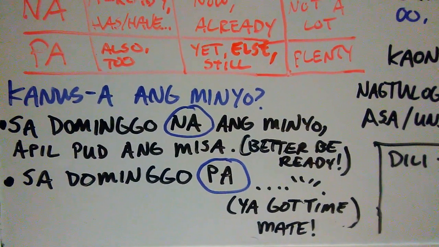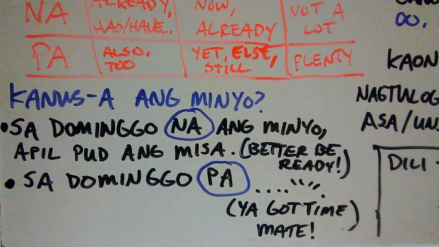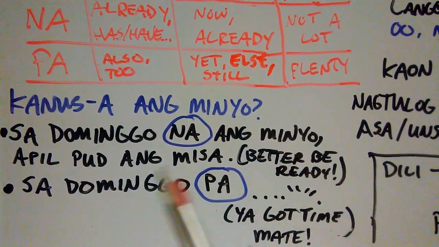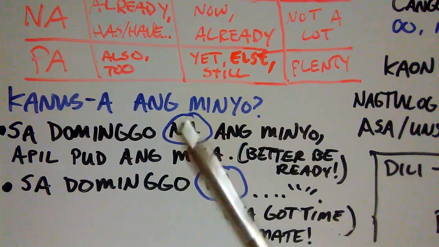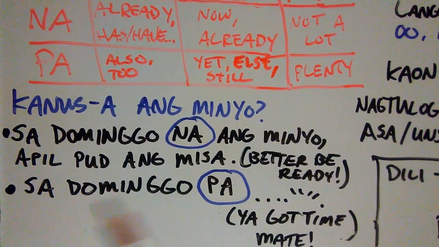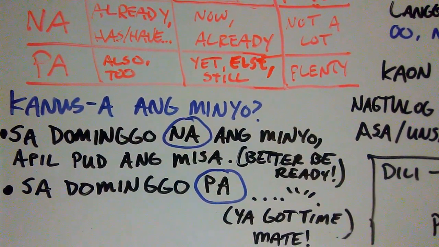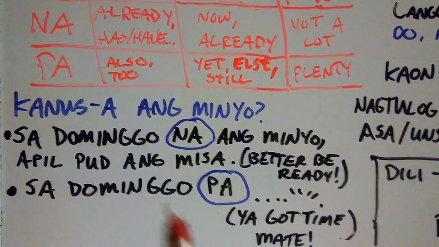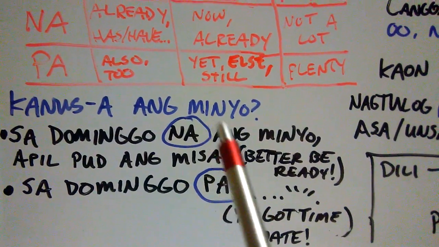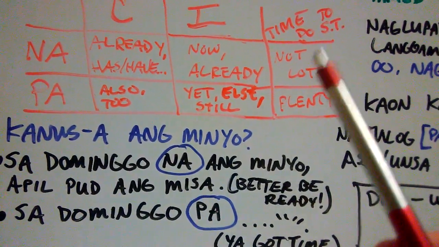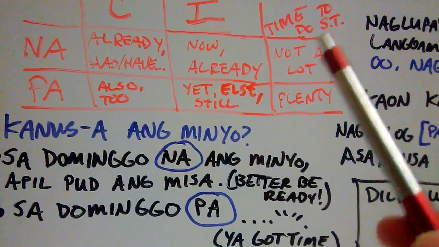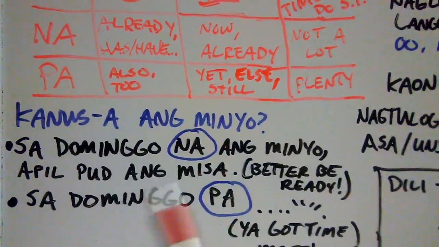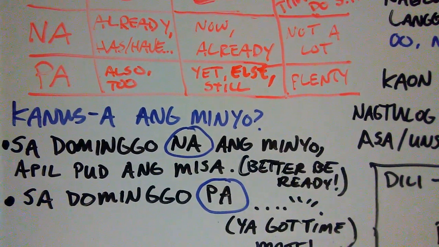So, you know, you got time, bud, so you can prepare all you want. But if you can put pa at the end of a sentence, it just exaggerates it. I guess it's just preferred that you put na and pa right after the phrasal idea, so it modifies that phrasal idea. But again, just to recap, na expresses not a lot of time to do something, and pa expresses, oh, you got plenty of time to do something. It's kind of like sa Domingo pa ang minyo.